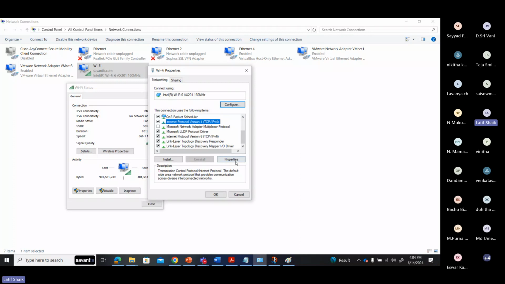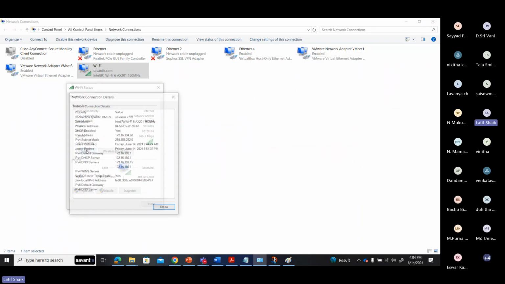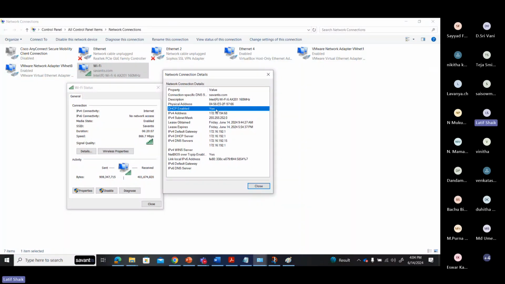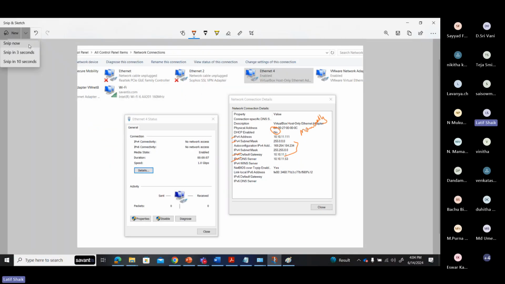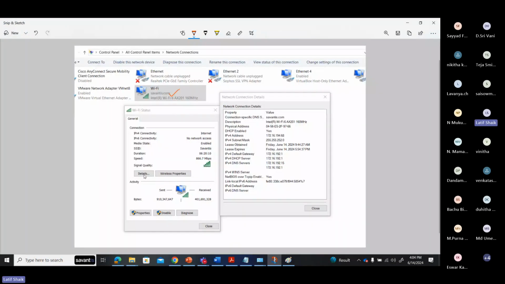IPv4 properties. You can see obtain IP address automatically and obtain DNS server address automatically. So what will happen with this setting? Our adapter will get an IP address from the DHCP server. If you see this one, DHCP enabled: yes. For this adapter, I went to the details. DHCP enabled yes means you got the IP address from the DHCP server.